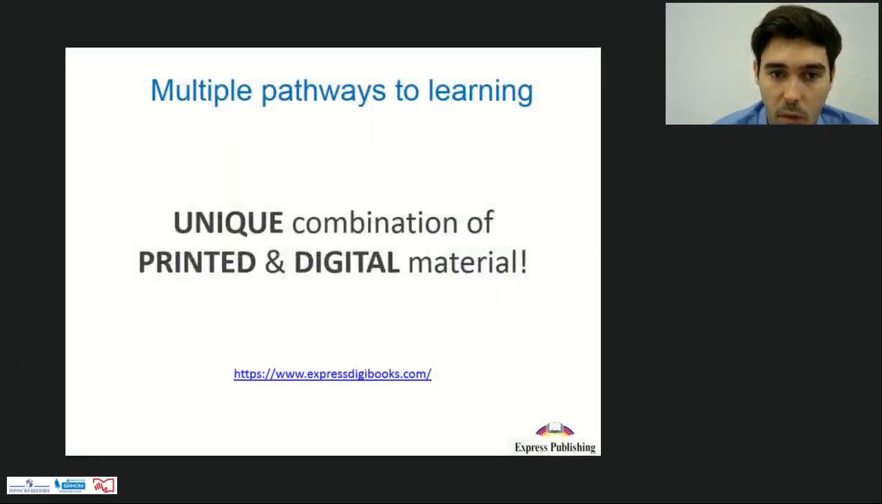And Career Paths also contains a mixture of different printed and digital materials. Through Express Digibooks, this is our online platform. Students can work with the content online, and we also offer different subject-specific materials, which I'm not sure if I can show you the video today, but for each lesson, we have a subject-specific video that will allow the students to see a video that is directly related to their area of work and that will contain much of the topic-specific vocabulary they have studied throughout the lesson.